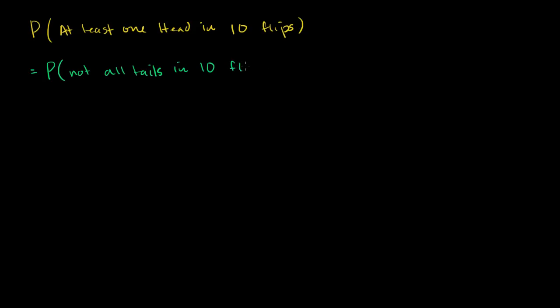So we're just saying the probability of not getting all of the flips to be tails. Not all tails in 10 flips. And this is going to be 1 minus the probability of flipping tails 10 times. So it's 1 minus 10 tails in a row. And so this is going to be equal to this part right over here.